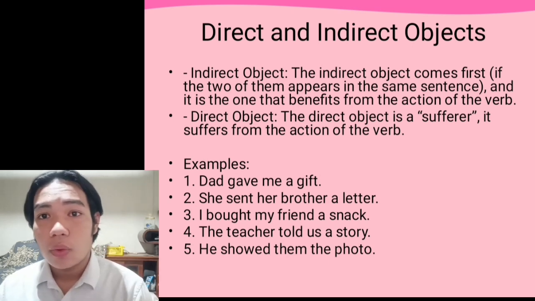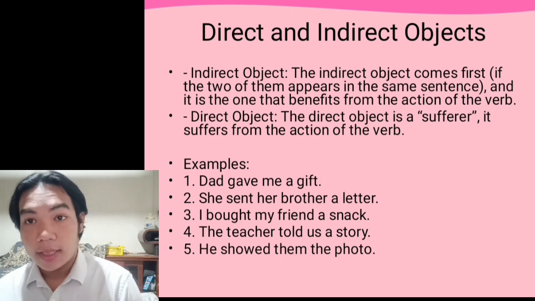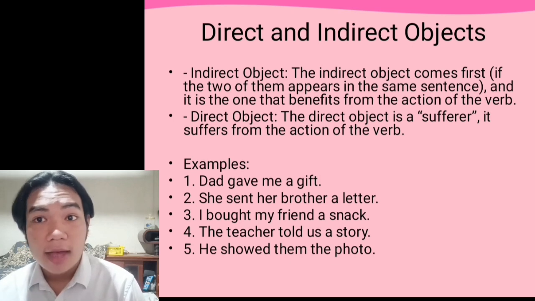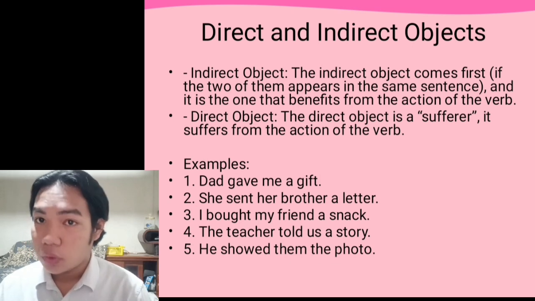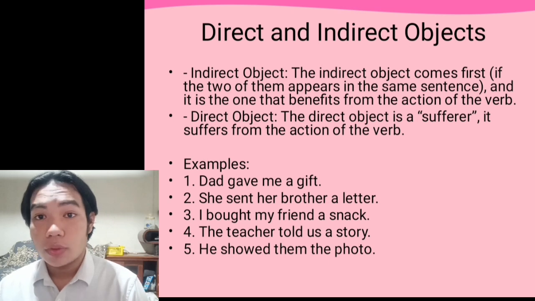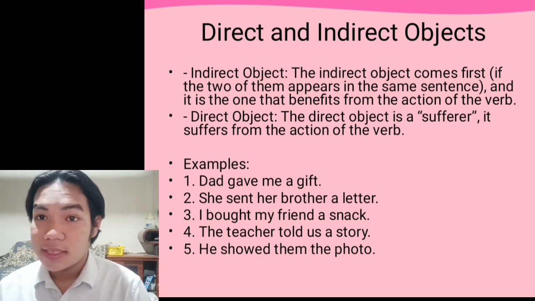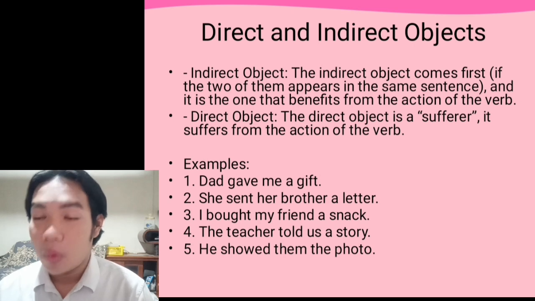The teacher told us a story. The indirect object in the sentence is us and the direct object is a story. He showed them the photo. In this sentence, the indirect object is them and the direct object is the photo.